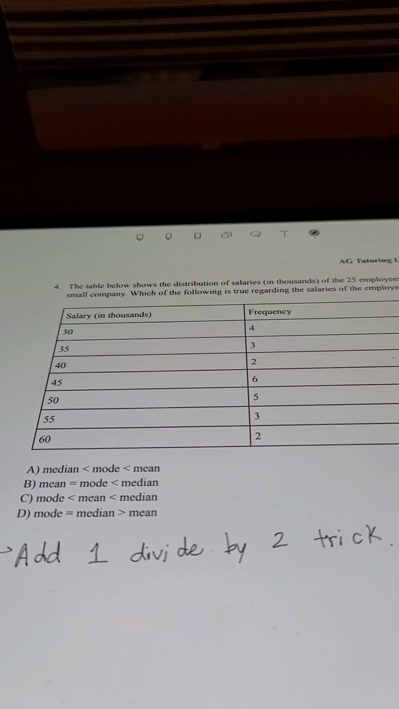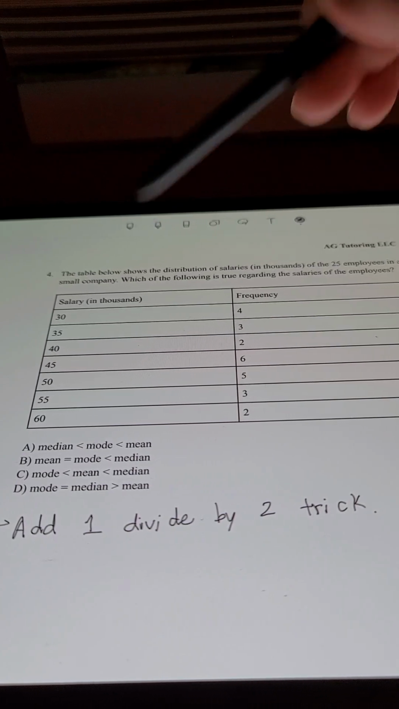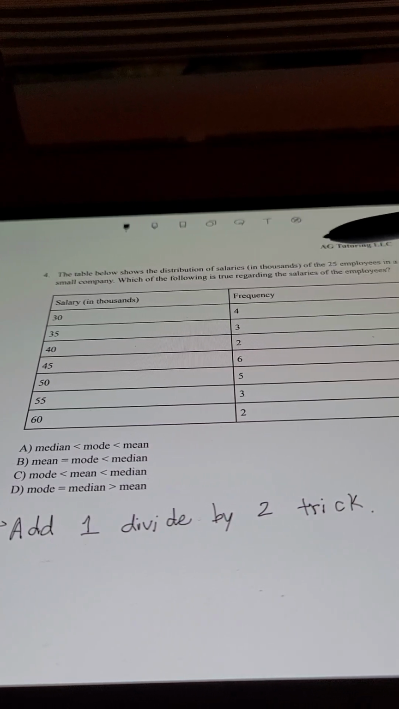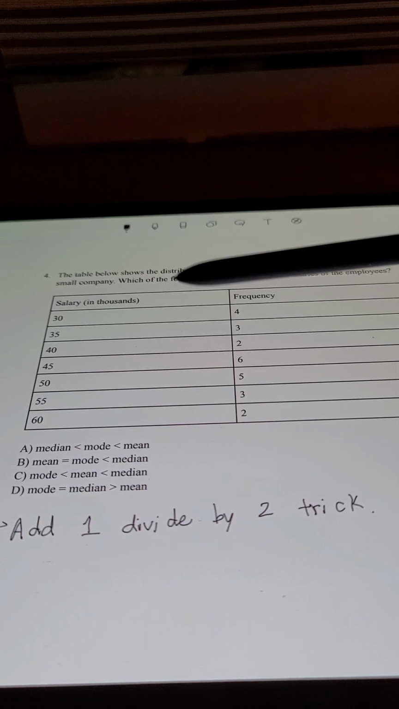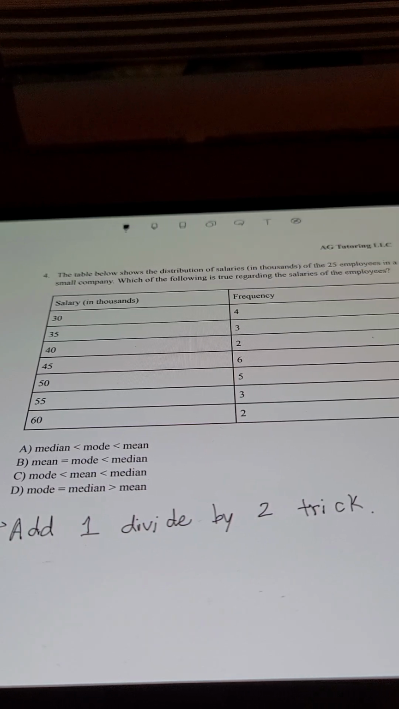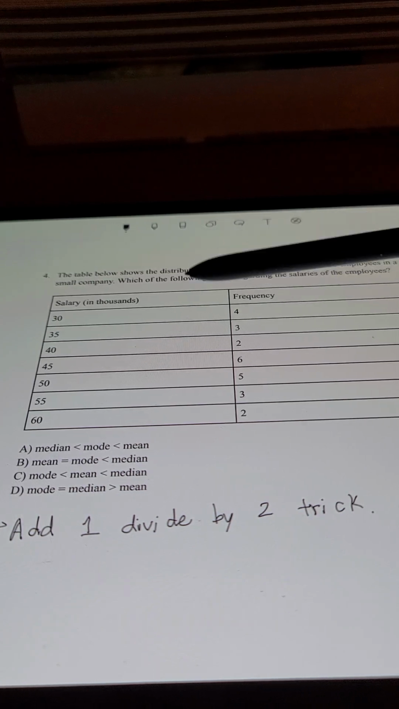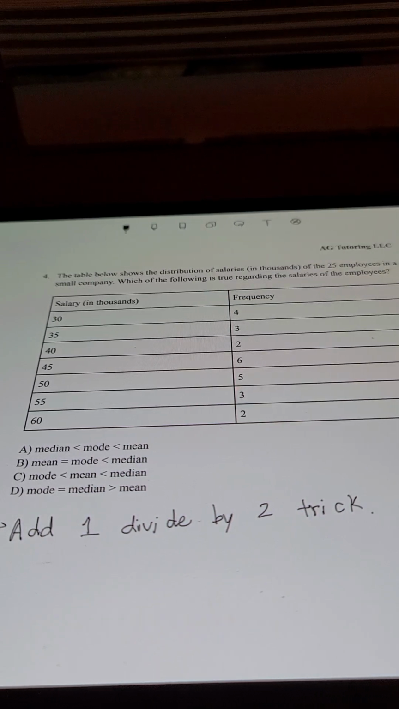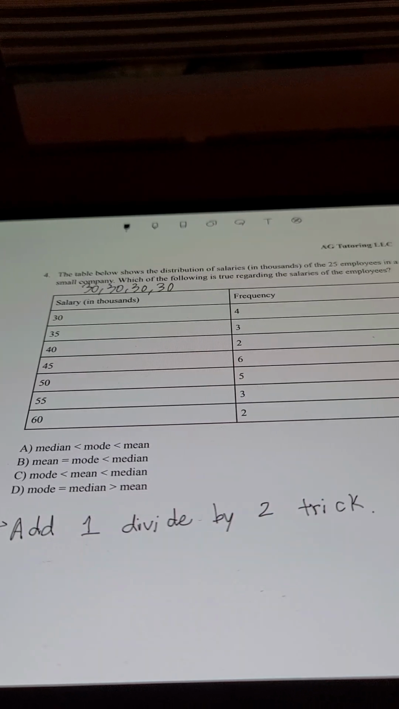So let's go ahead and start with finding the median since we were just talking about that. Here the frequency says how many times the corresponding number shows up in a list of data. So 4 here being the frequency, matching up with 30, means you have 30 four different times in your list. That's what that means.